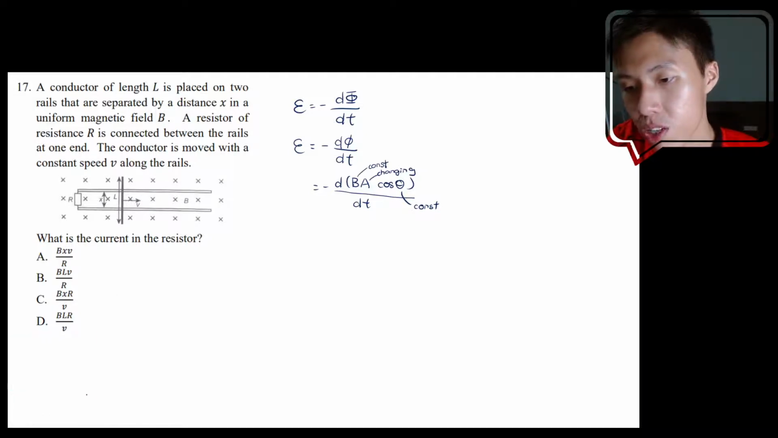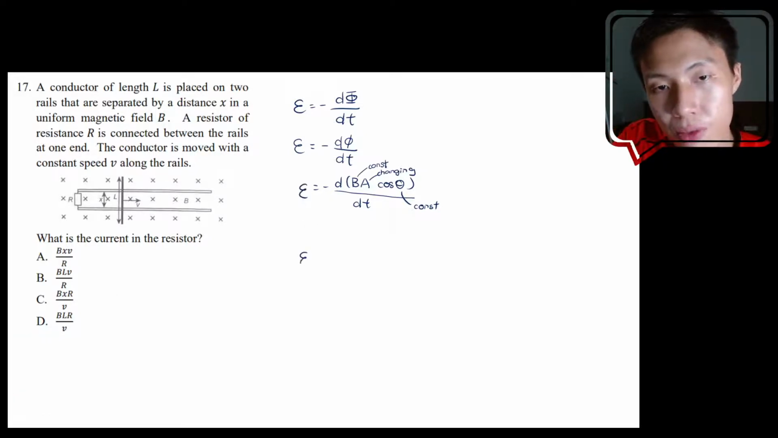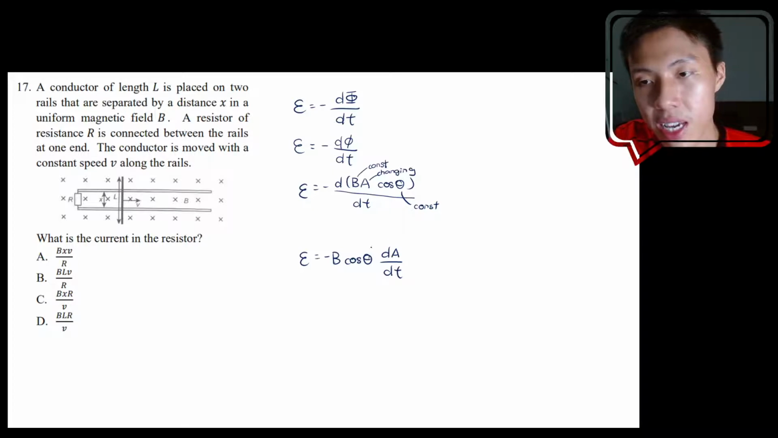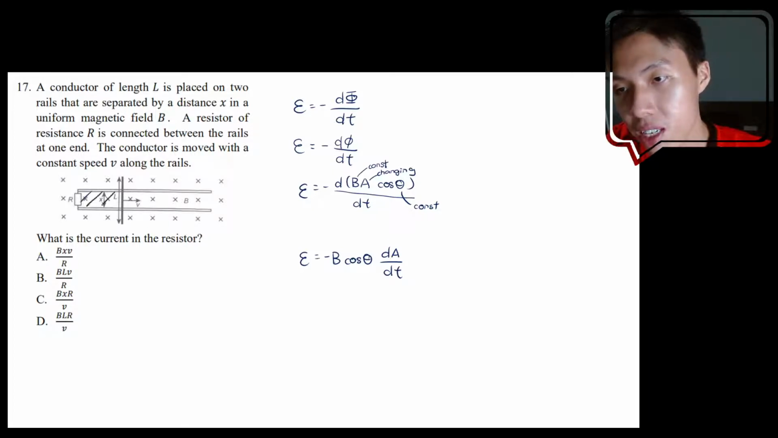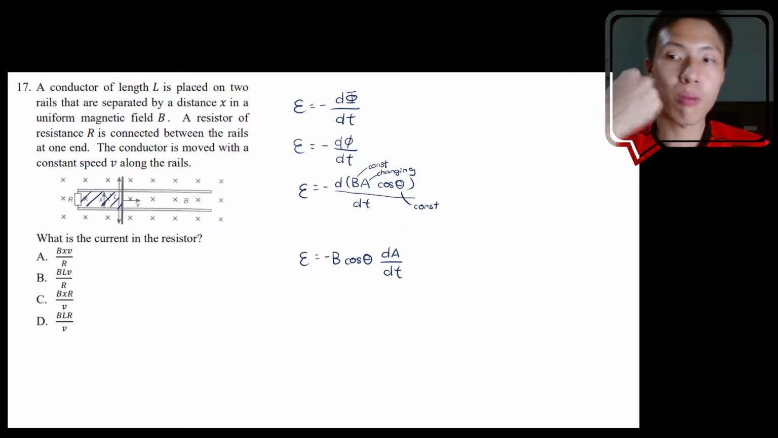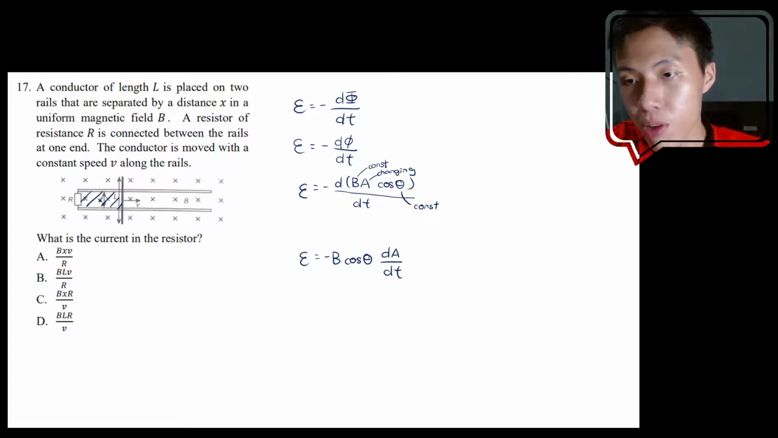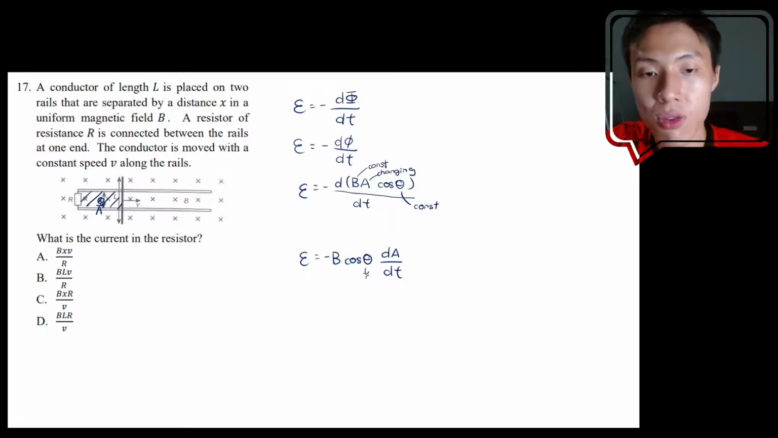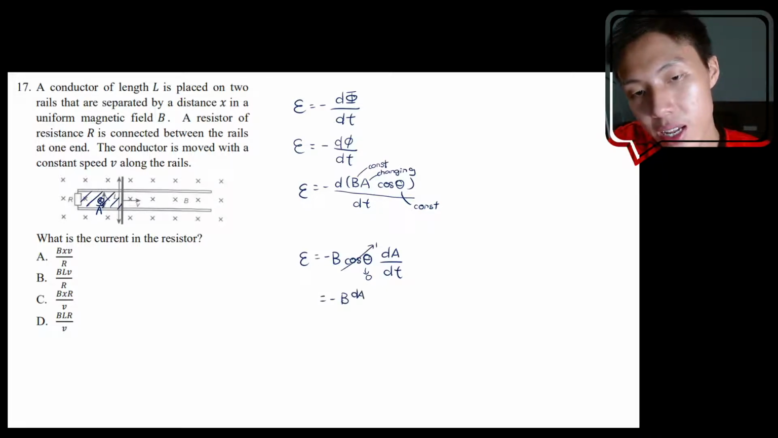So from here, to continue our derivation, you take out the B, you take out the cos theta, and you're left with dA over dt. Cos theta here, again, the theta is the angle between B and A. The area vector will be perpendicular to the plane of the area, so it's either pointing out of the page or into the page. If I take the area vector to be pointing into the page, then my area vector and my magnetic field will be pointing in the same direction. So theta will be 0, and therefore cos theta will be 1. So it becomes negative B dA over dt.